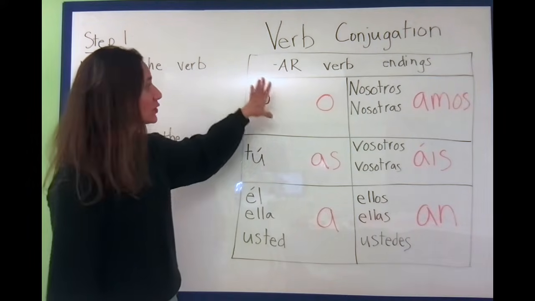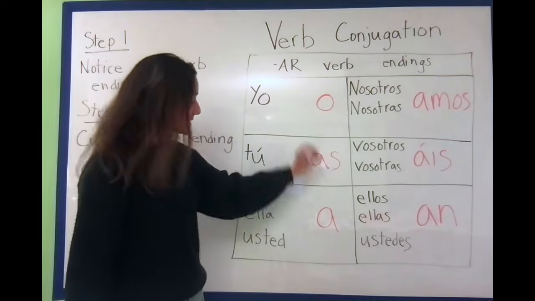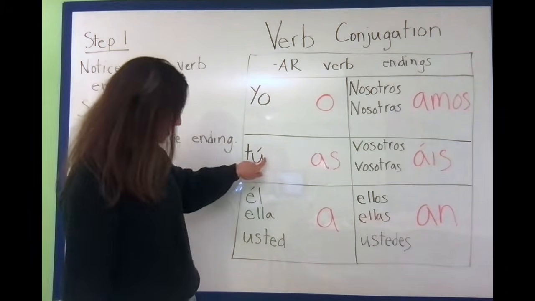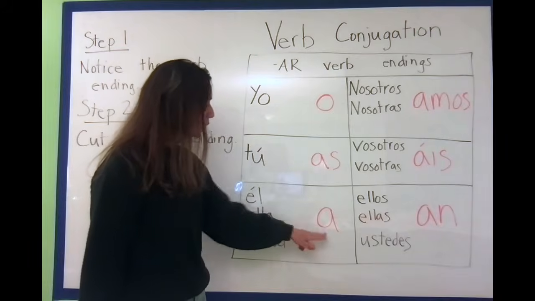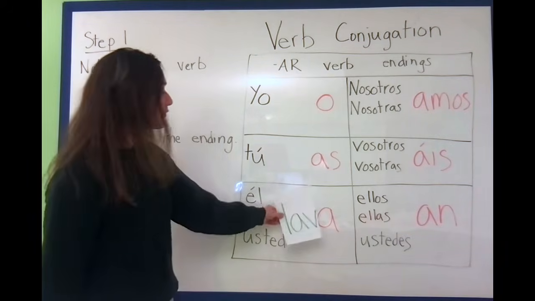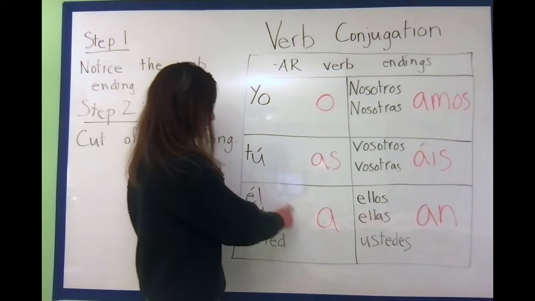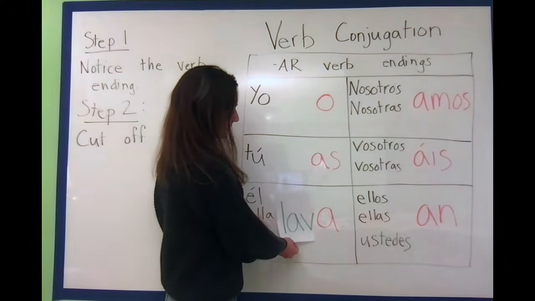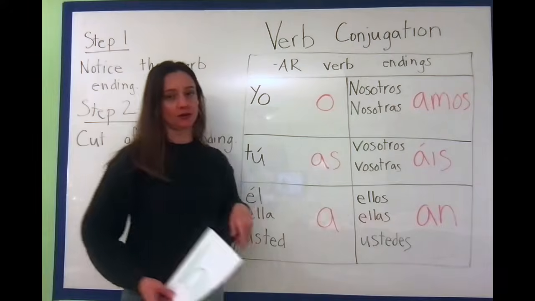And remember, the reason that these are in the same box is because these subject pronouns will get this ending for the verb, okay? So they're in the same box only because they're all going to get the same ending when you're trying to talk about this.